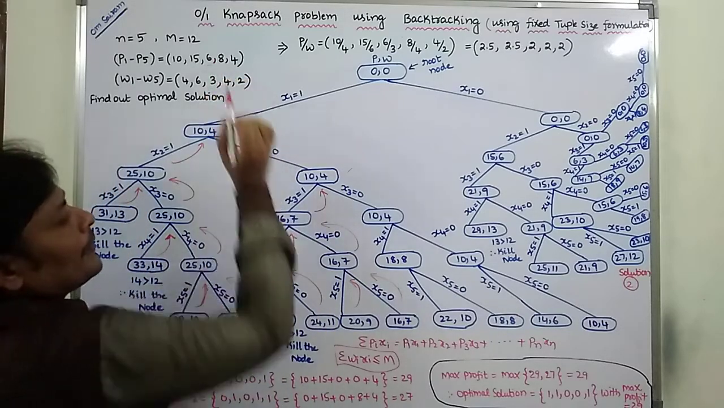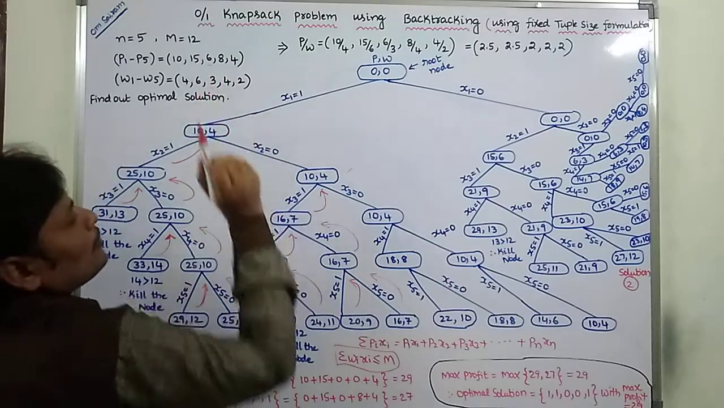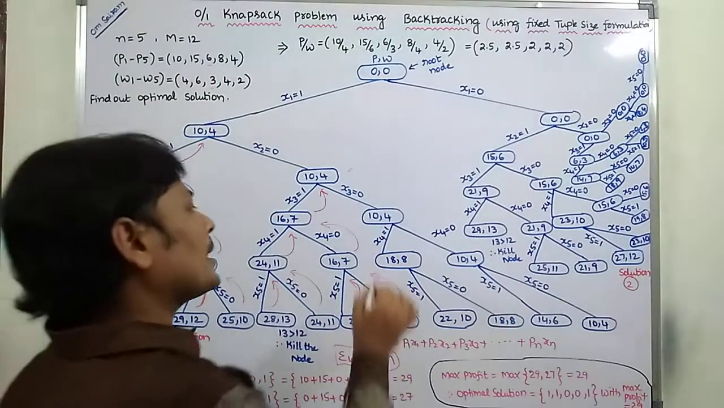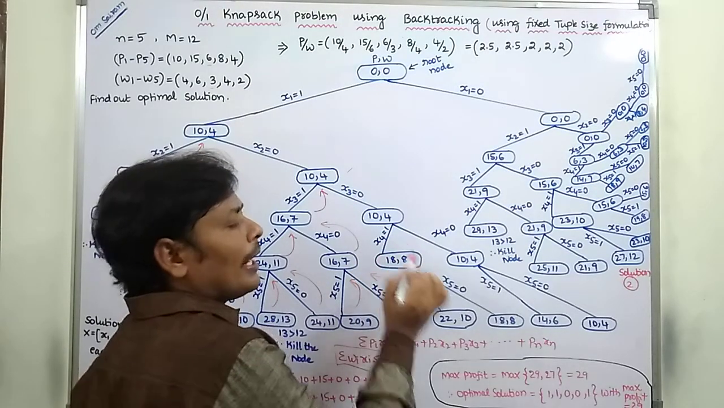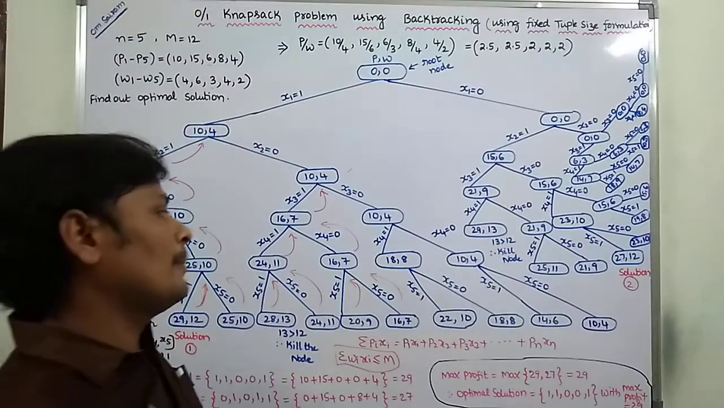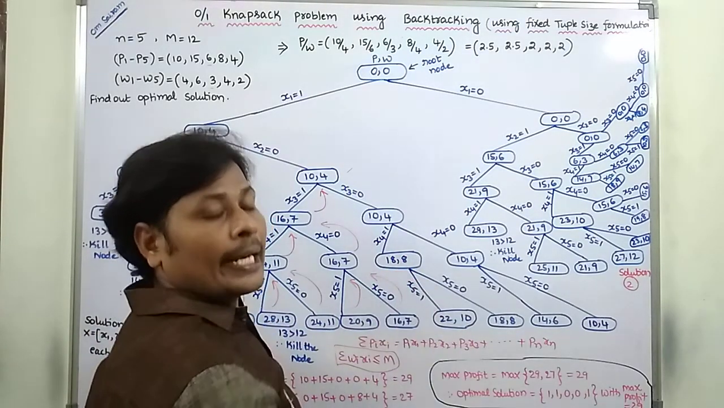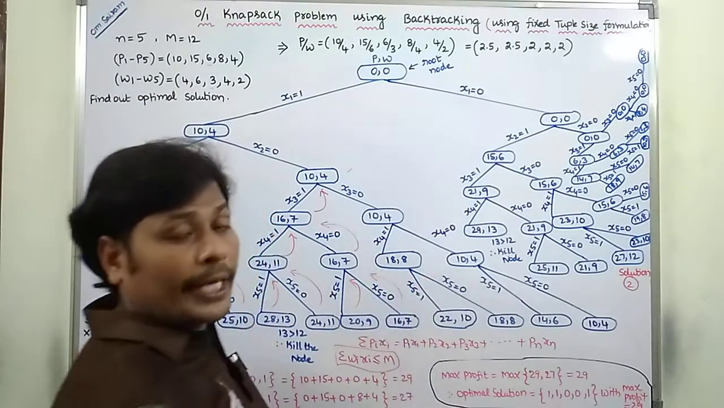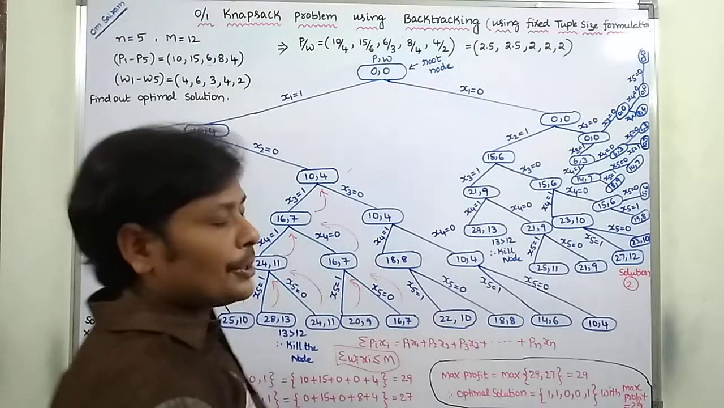Fourth object profit is 8, 10 plus 8, that is 18. Fourth object weight is 4, 4 plus 4, that is 8. After considering the fourth object, the profit value is 18 and the weight value is 8. So the sum of the weights of the objects is less than or equal to the capacity of the knapsack. 8 is less than or equal to 12. Condition true, so we have to extend that node.